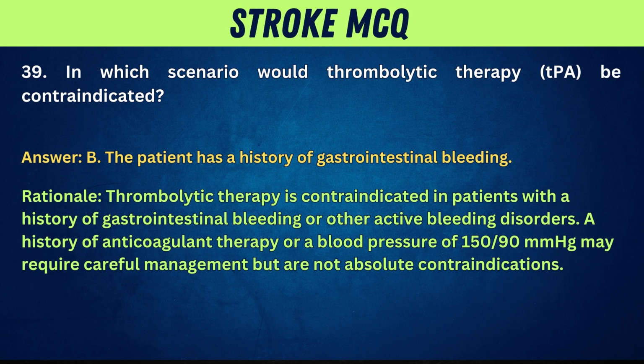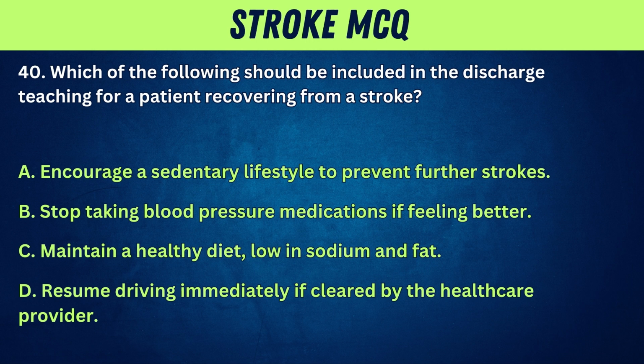Rationale: thrombolytic therapy is contraindicated in patients with a history of gastrointestinal bleeding or other active bleeding disorders. A history of anticoagulant therapy or a blood pressure of 150/90 mmHg may require careful management, but are not absolute contraindications. 40. Which of the following should be included in the discharge teaching for a patient recovering from a stroke?